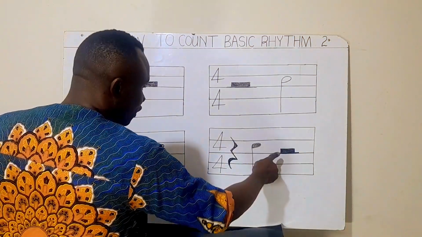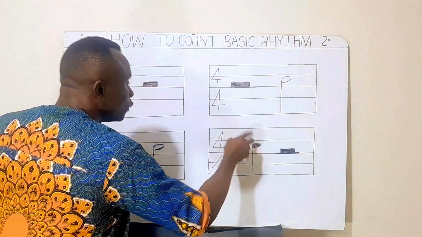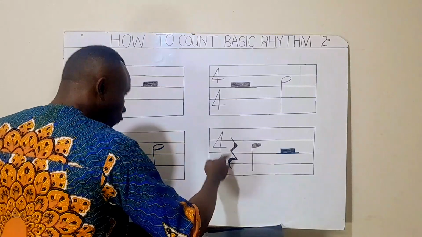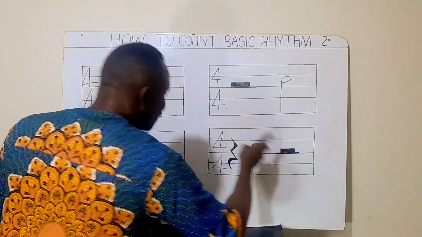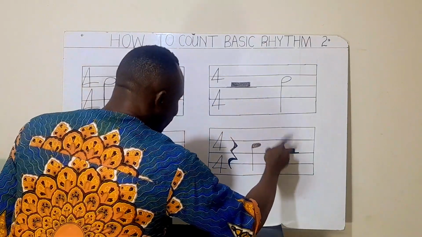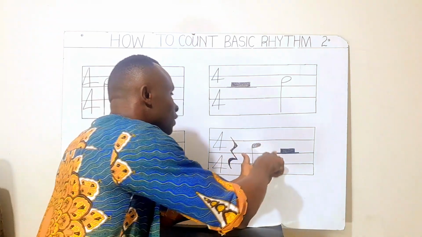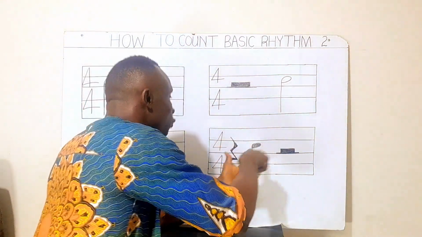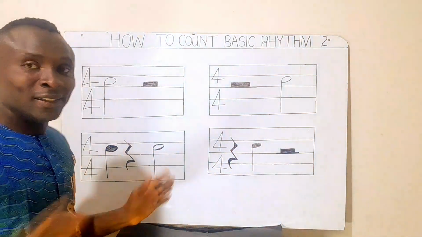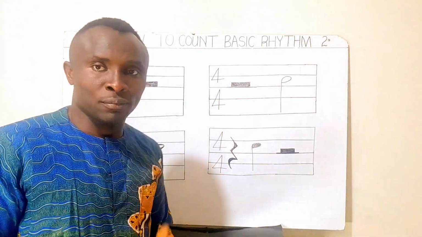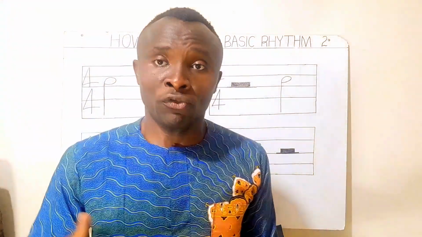1, 2, 3, 4. 1, 2, 3, 4. 2. 2. 1, 2, 3, 4. 1, 2, 3, 4. 1, 2, 3, 4. 2. That is it.